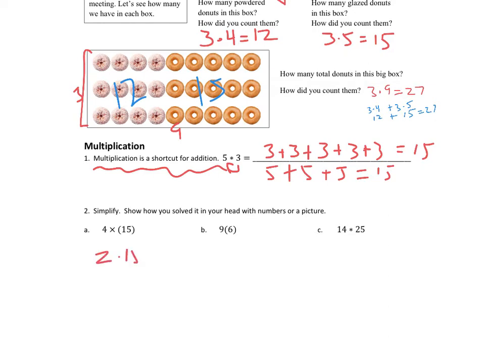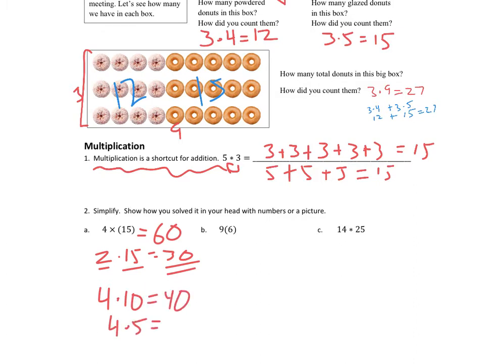maybe you know that 2 times 15 is 30. So if 2 15s is 30, then 4 of them is going to be 30 and 30, which would be 60. Maybe that worked. Or you might think 4 times 10 is 40, and 4 times 5 is 20. So together that makes 60. Okay. So a couple ways to think about that there.